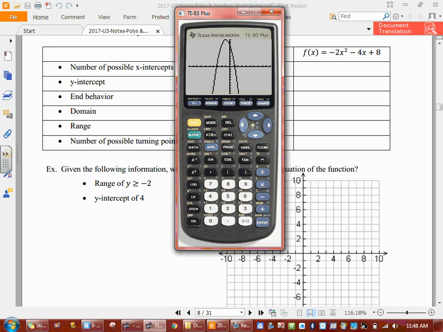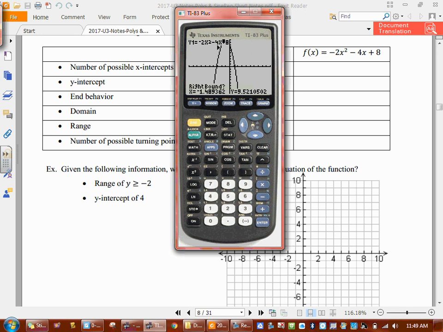Now, our cursor we have to move with our left and right arrows. We need to move our cursor to the left because it's going to say left boundary, right boundary. You always need to be to the left of the highest point. You hit enter. Then you move your cursor to the right of the highest point and hit enter twice. That gives you your maximum point. So here our maximum point is at -1, +10.